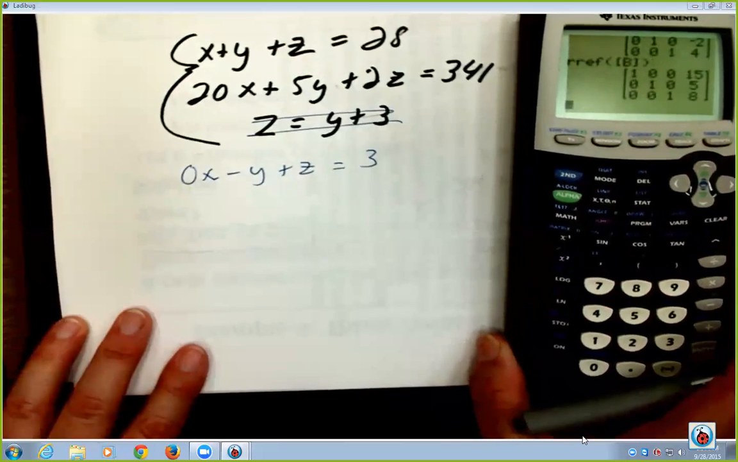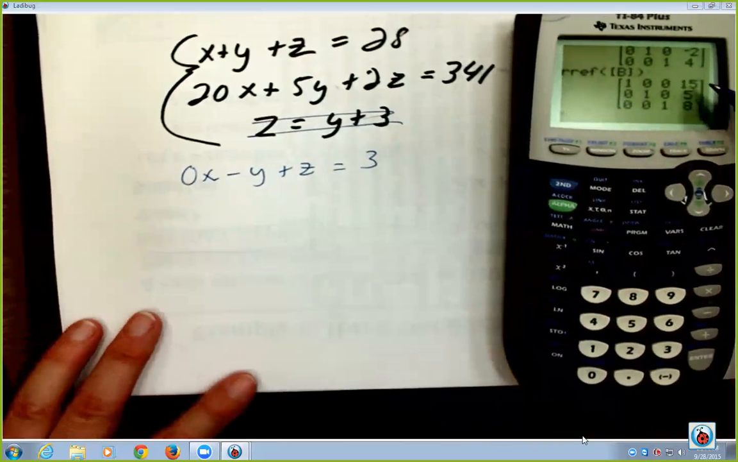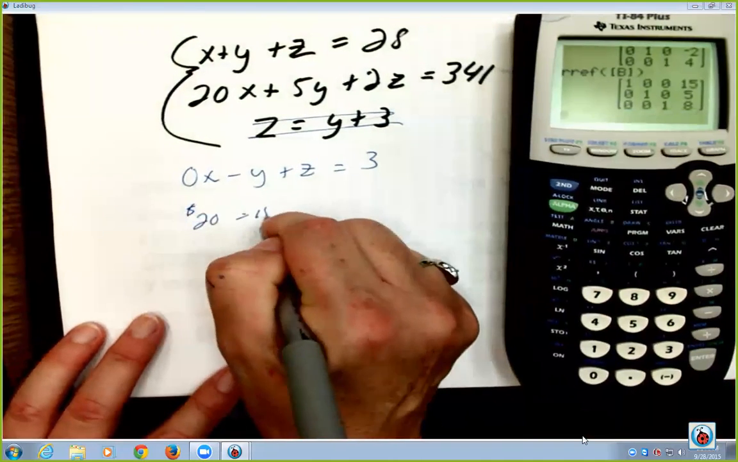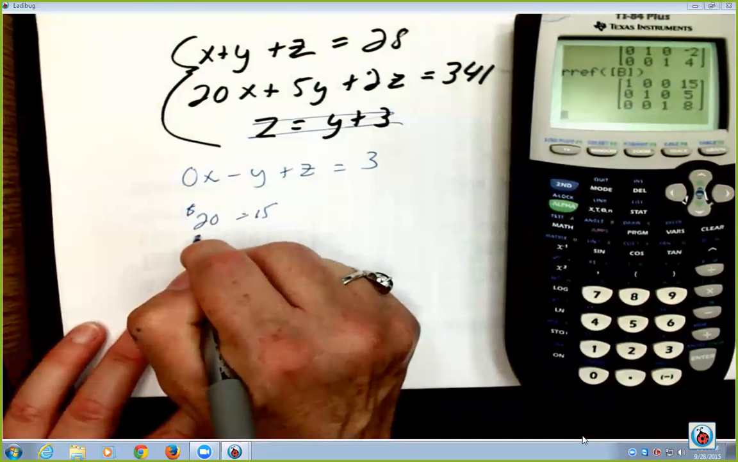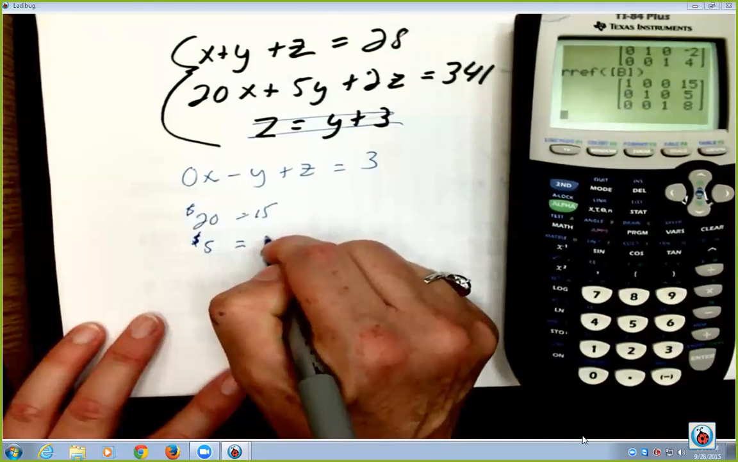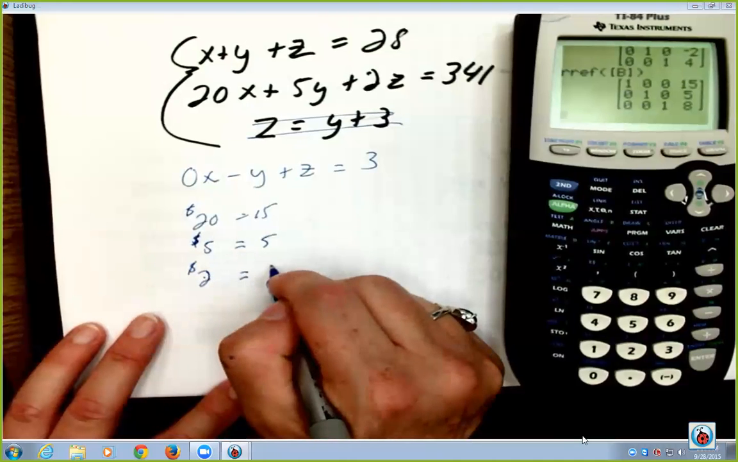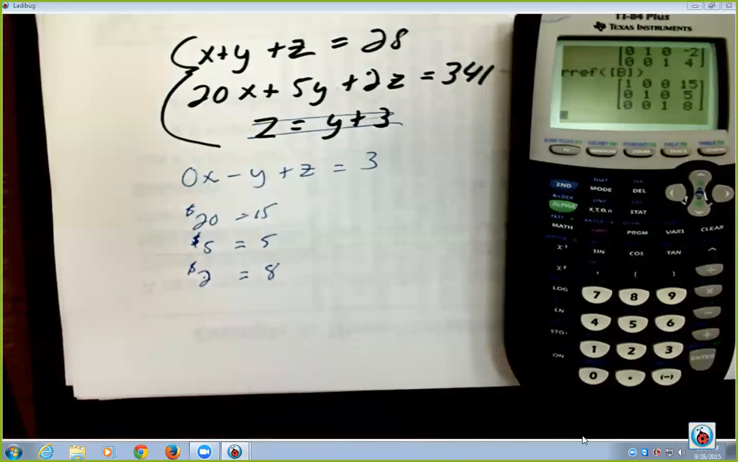So I have 15, 5, and 8. So I have 15 $20 bills, $5 bills is equal to 5, and $2 bills is going to be equal to 8. So that's the number of bills I would have in my drawer. Okay? All right or not all right? Yes? Okay. Hopefully we're doing good with that.